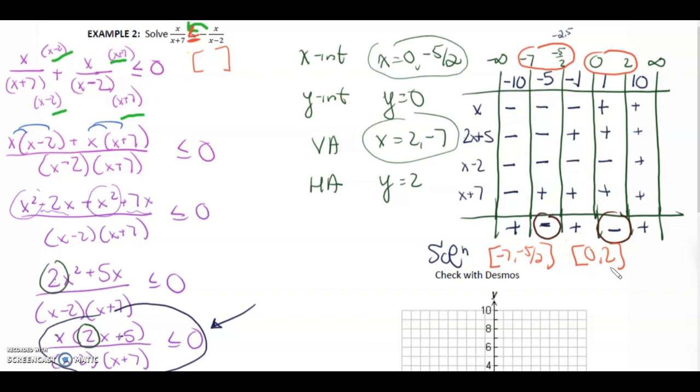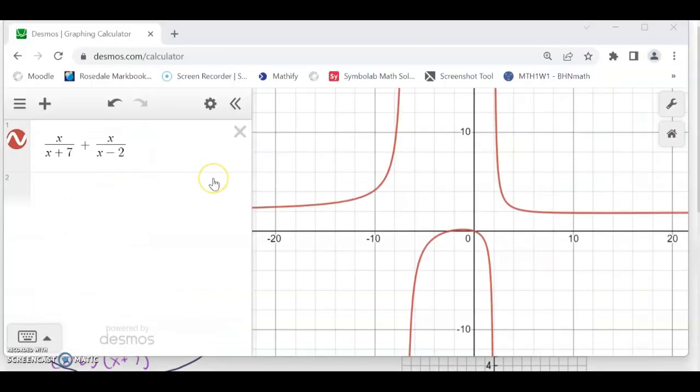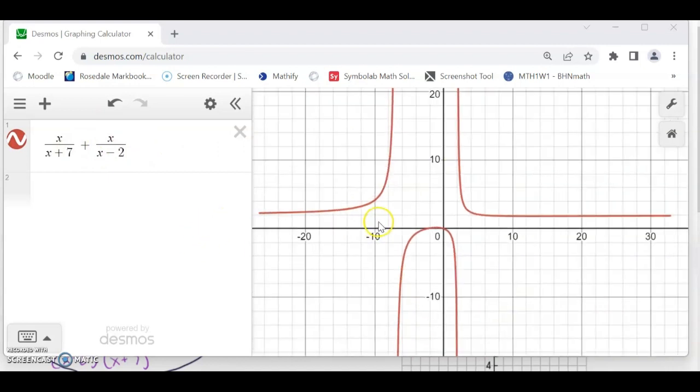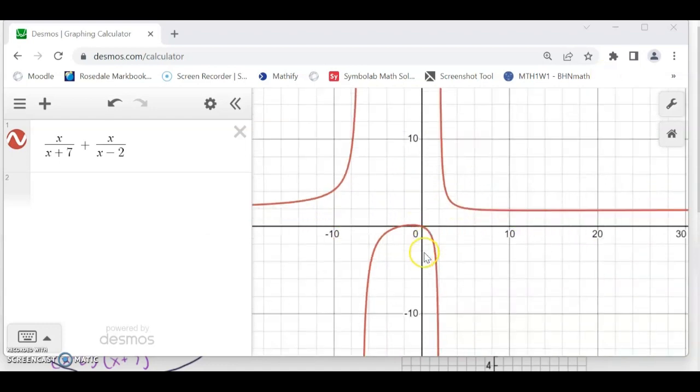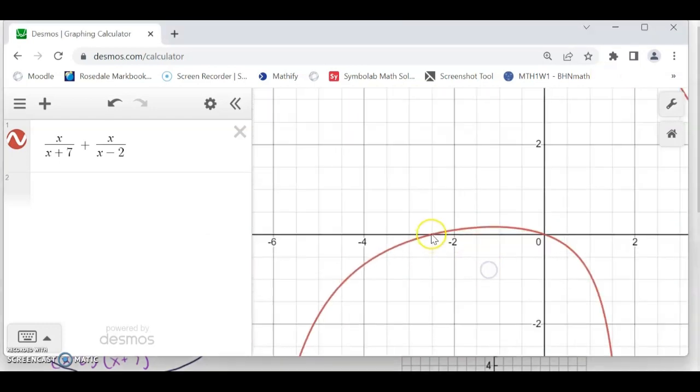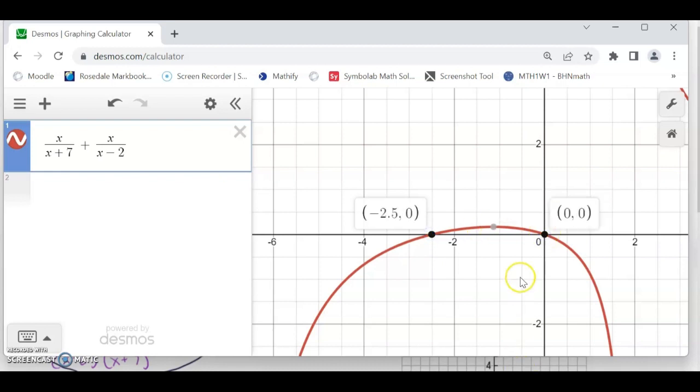And now let's actually check with Desmos. So this is the Desmos graph. I just put in x over x plus 7 plus x over x minus 2. So we have the asymptotes. This part of the graph is above, this part of the graph is above as well. And then if we zoom in, we can see that it's above between negative 2.5 and 0.